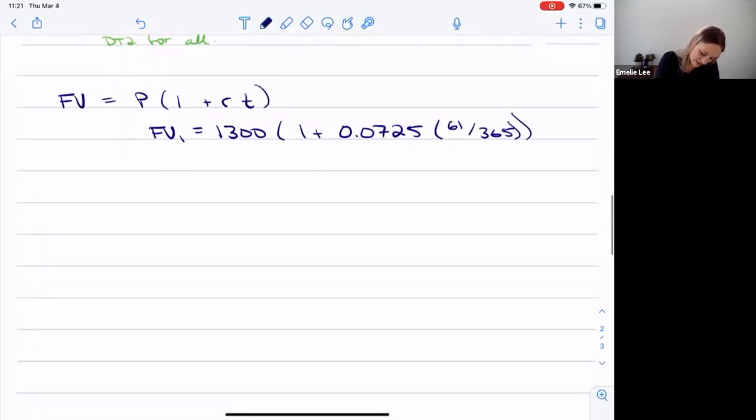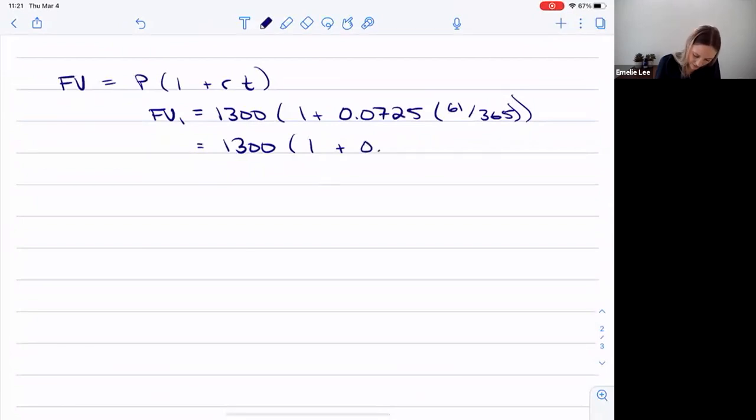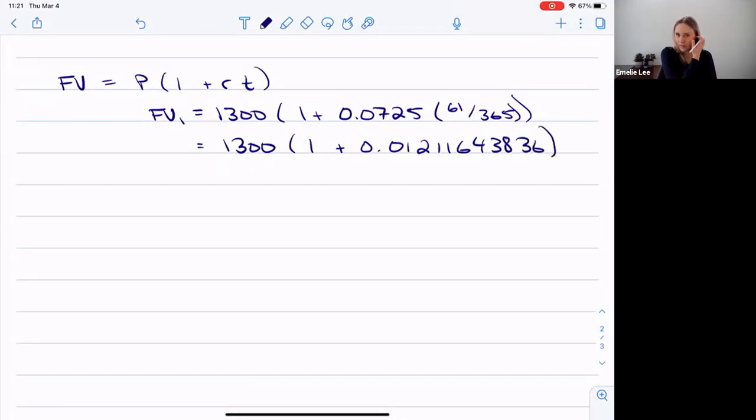So to show that in my work, I'm going to do 1,300 times 1 plus, and because going back and forth between the calculator on the screen is kind of tricky, 61 divided by 365, I'm just going to do it on the side here, times 0.0725 puts me at 0.0121164386. Correct me if I did that wrong. Might have gone too fast.